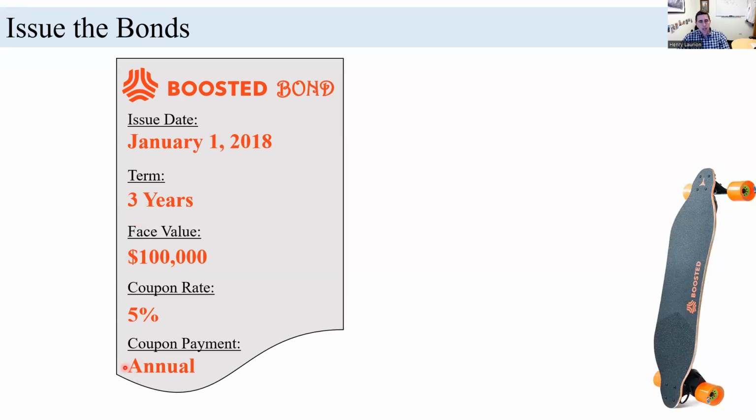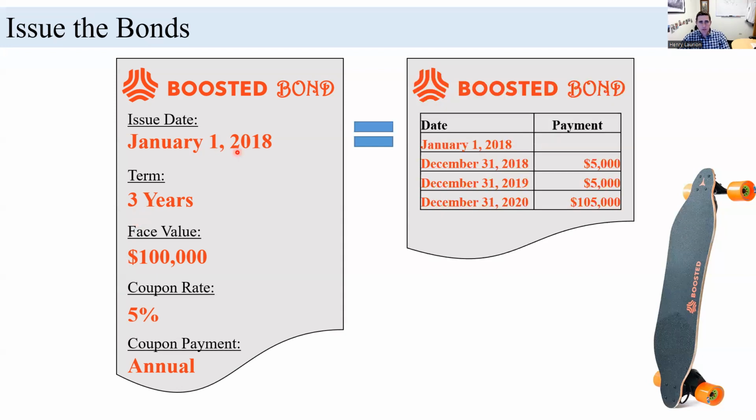Okay. What the investors will do is read the contract. Let's assume we're valuing the contract as of January 1st, 2018. They'll convert the terms of the contract into a schedule, which shows what cash flows are expected to occur as long as Boosted Board stays in business and doesn't go bankrupt or fail to make these interest payments. These are the payments you should expect to receive from investing in the bond.